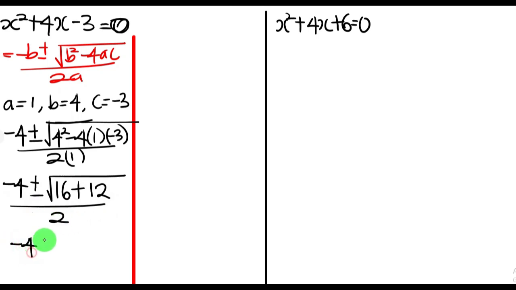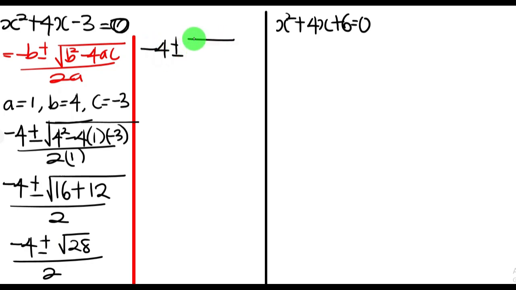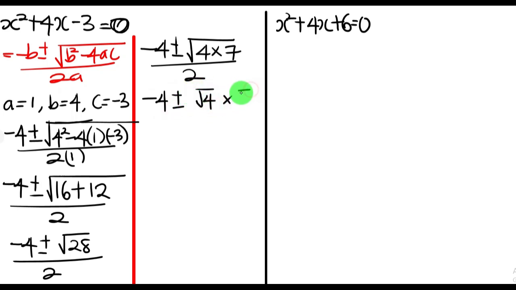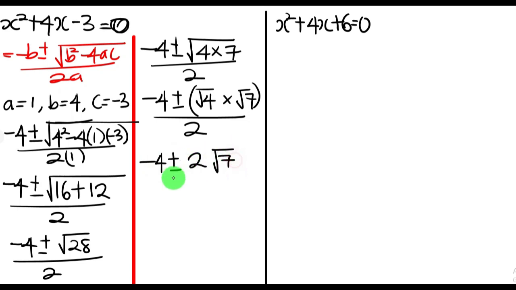Therefore we have minus 4 plus or minus the square root of 28, everything over 2. We have minus 4 plus or minus the square root of 4 multiplied by 7, because 4 times 7 is the same thing as 28, and 4 has its own square root, over 2. So we can say minus 4 plus or minus the square root of 4 multiplied by the square root of 7, all together, then over 2. So 4 has a square root of 2, while 7 does not have a square root that is a whole number. So we have minus 4 plus or minus 2 into the square root of 7 over 2.